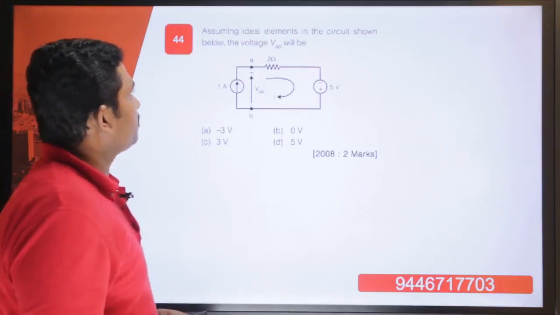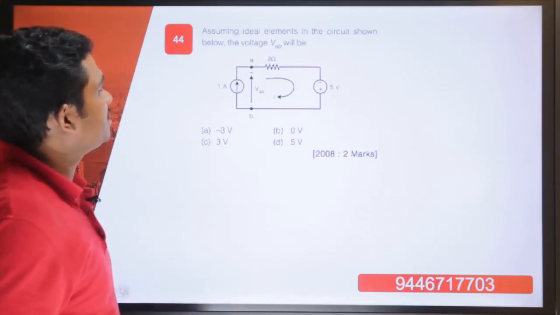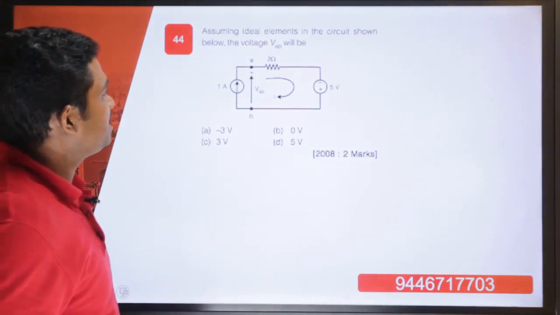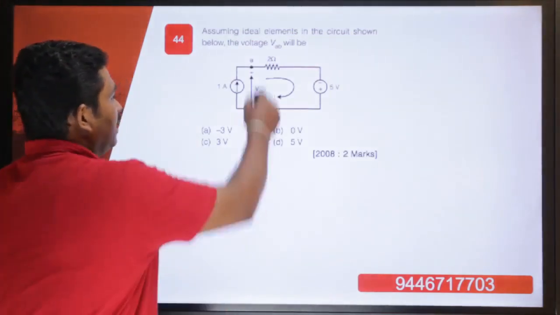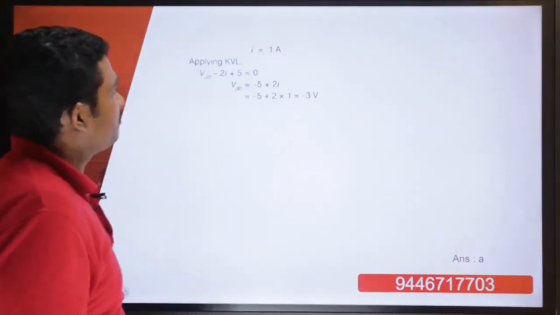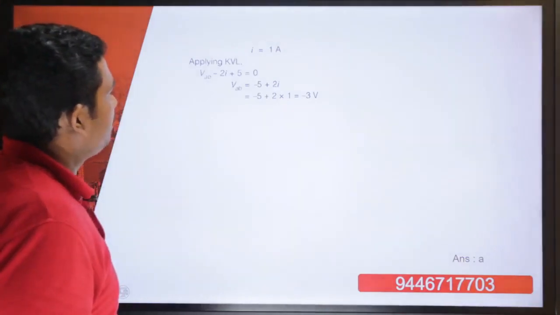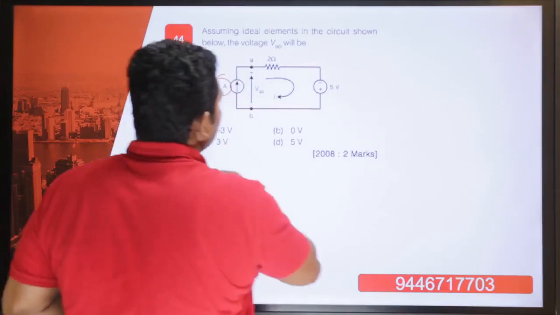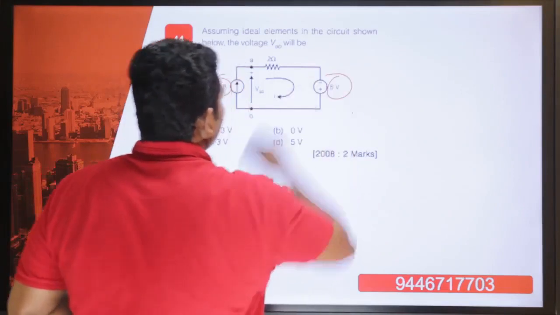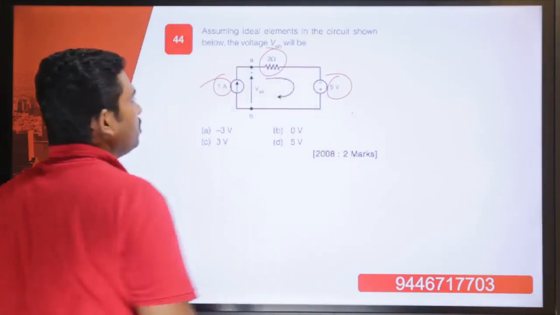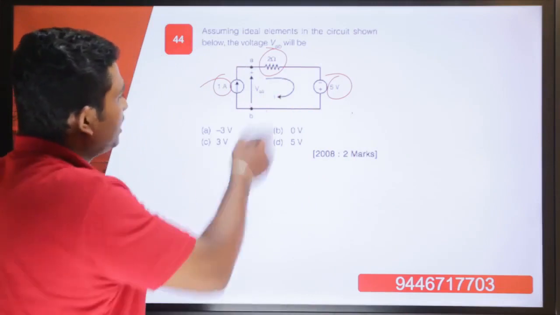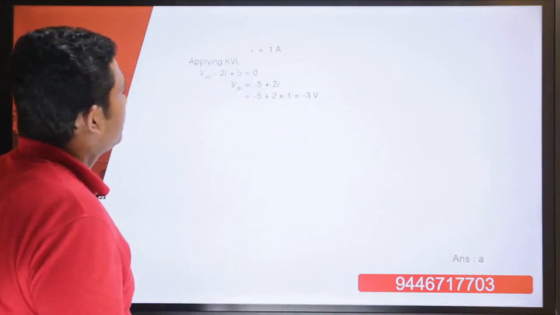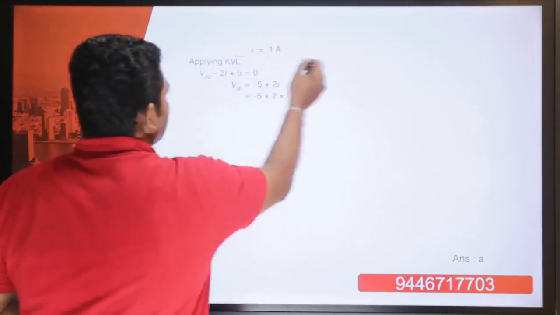Now for question number 44, assuming ideal elements in the circuit shown below, we will have to find the value of voltage VAB. So we are making equations for the circuit. Here we have a 1 ampere source. Here it is 5 volt, and then there is a 2 ohm resistance. So we can make a loop equation, where I is equal to 1 ampere.